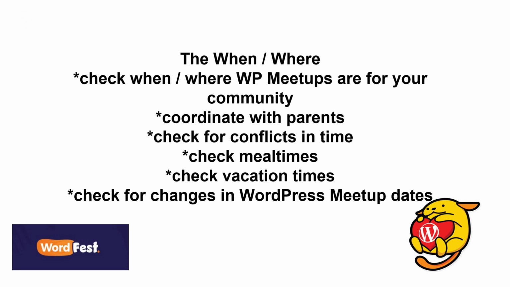So the when and the where, as we talked about, check where your WP meetups are going to be held. This is our community, and we're very flexible depending on the situations and circumstances. Coordinate again with parents. Check for conflicts in time, because some kids are involved in sports, some kids are involved in after-school activities, and some kids are just doing different things that they enjoy doing with family. Family time is very important, so it's important to check that as well.